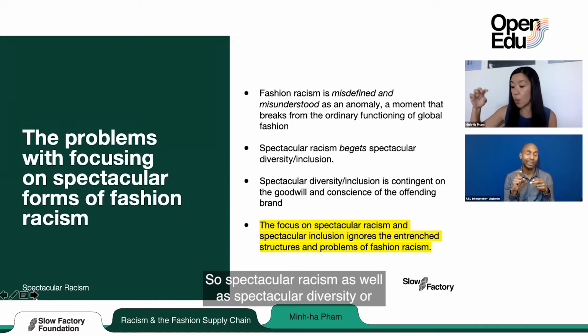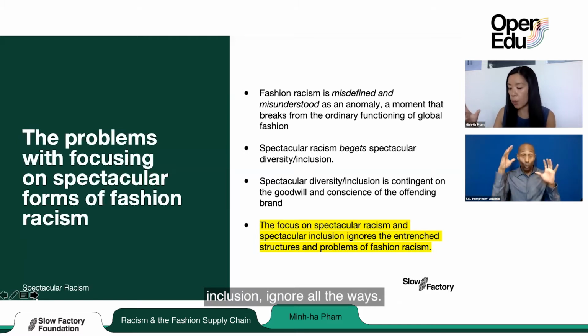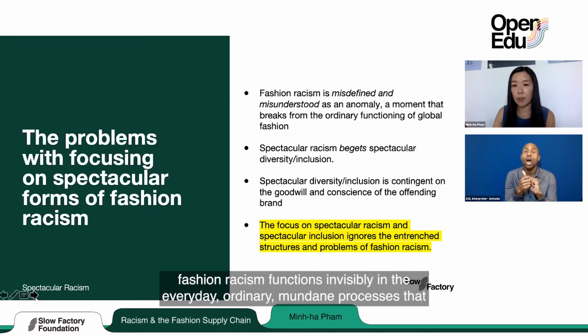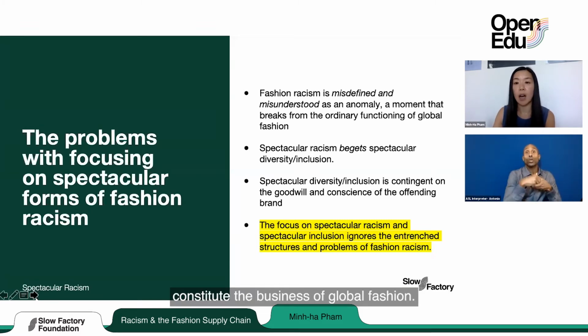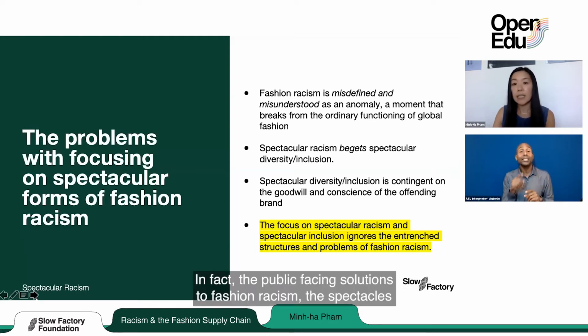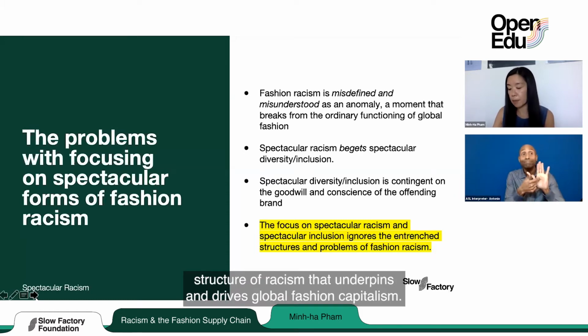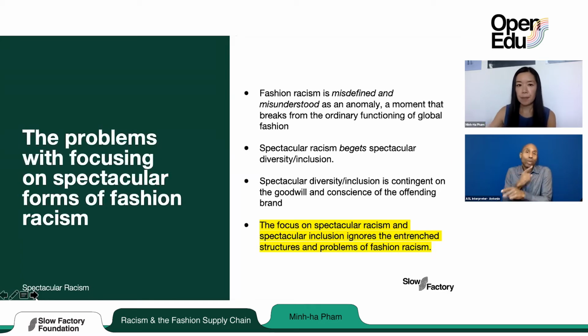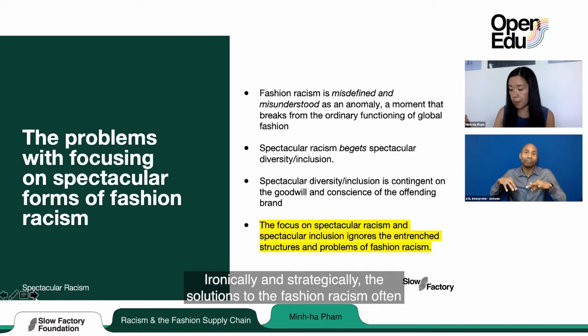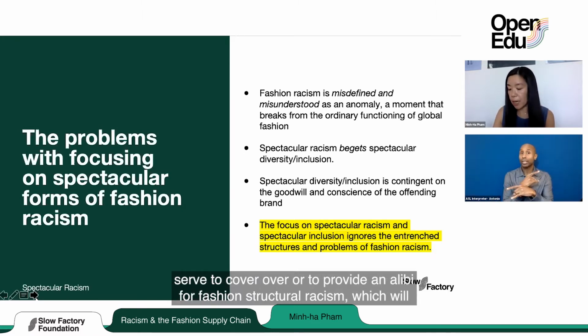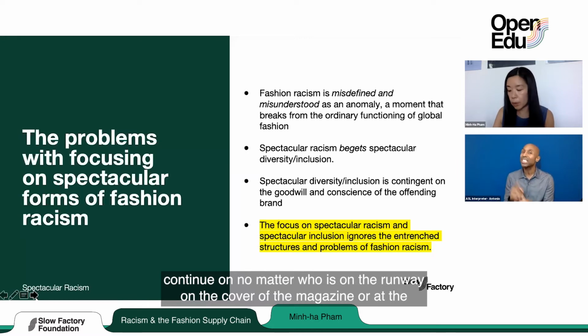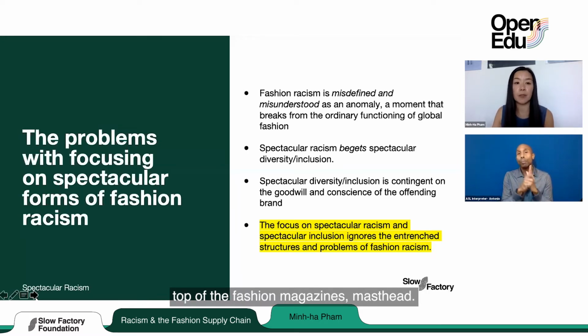So spectacular racism, as well as spectacular diversity or inclusion, ignore all the ways that fashion racism functions invisibly in the everyday, ordinary, and mundane processes that constitute the business of global fashion. In fact, the public-facing solutions to fashion racism, the spectacles of racial inclusion, often work to divert attention away from the deeper structure of racism that underpins and drives global fashion capitalism. Ironically and strategically, the solutions to fashion racism often serve to cover over or to provide an alibi for fashion's structural racism, which will continue on no matter who is on the runway, on the cover of a magazine, or at the top of a fashion magazine's masthead.